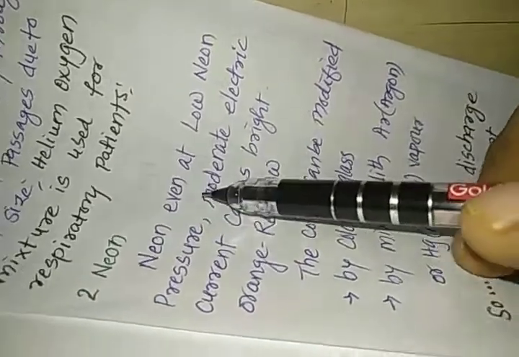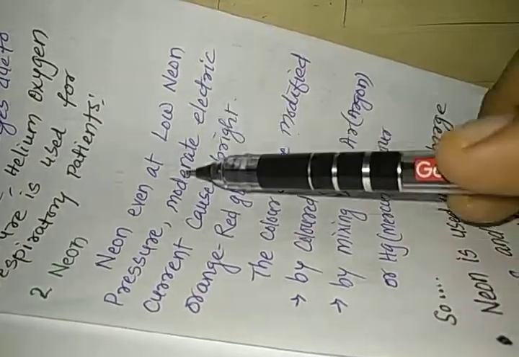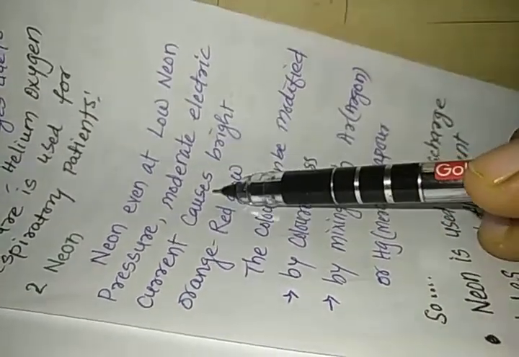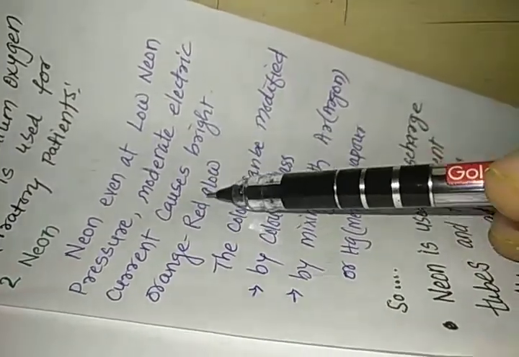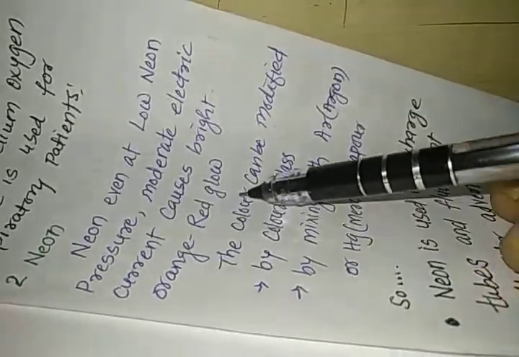Hello dear students, let us study the uses of neon. Neon at very low pressure and moderate electric current causes a bright orange-red glow. Please remember that neon produces an orange-red glow.